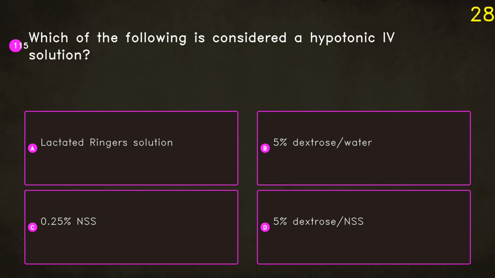Question 115. Which of the following is considered a hypotonic IV solution? A. Lactated Ringer's solution, B. 5% dextrose/water, C. 0.25% NSS, D. 5% dextrose/NSS.